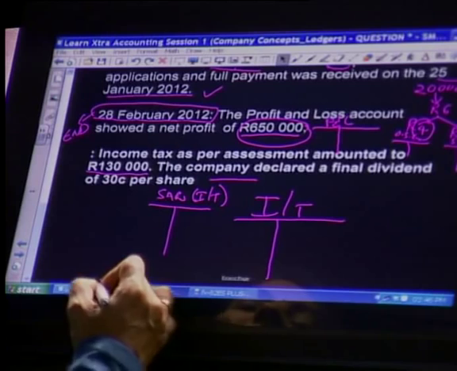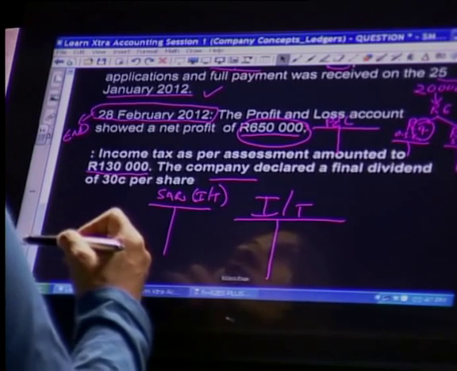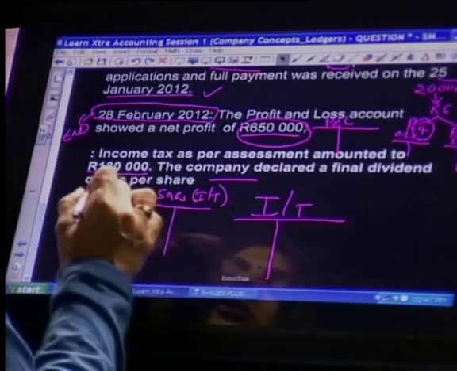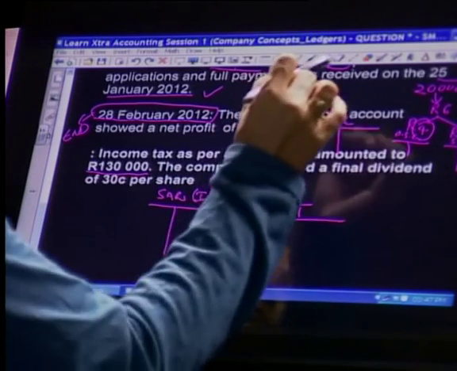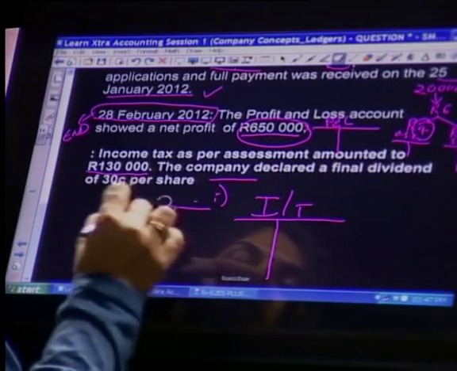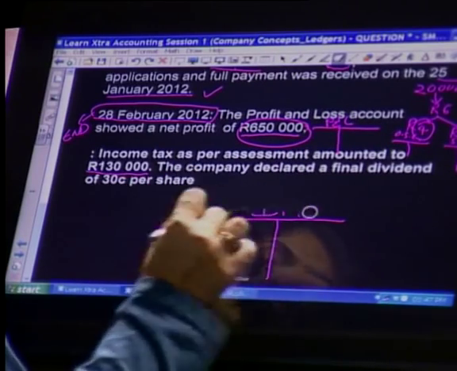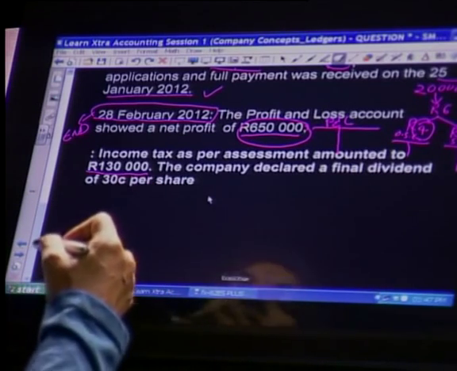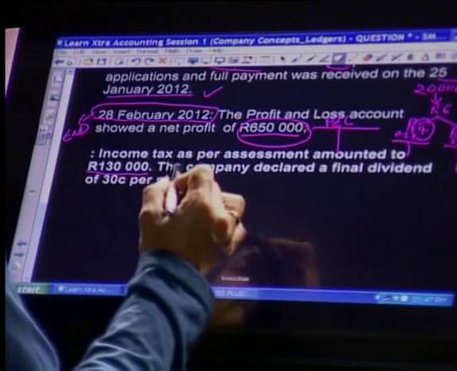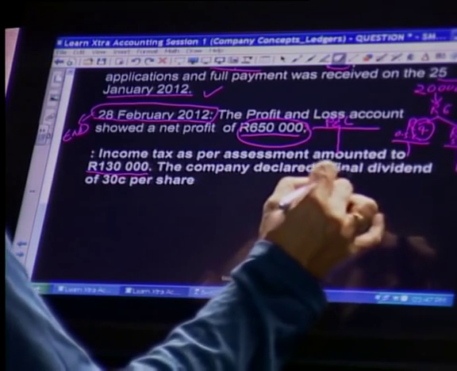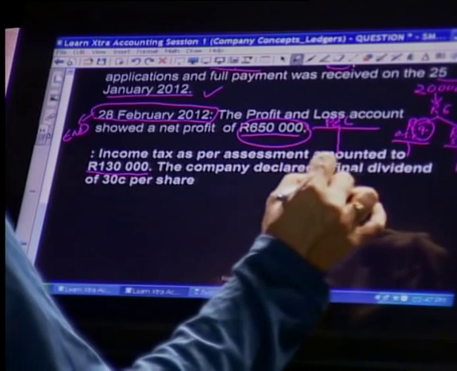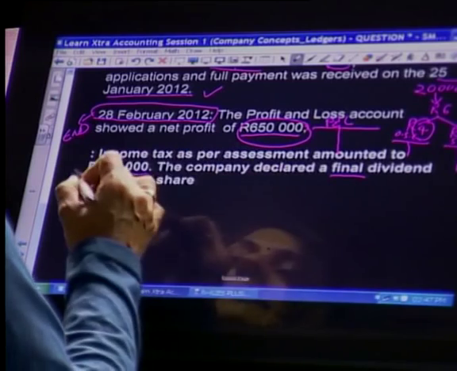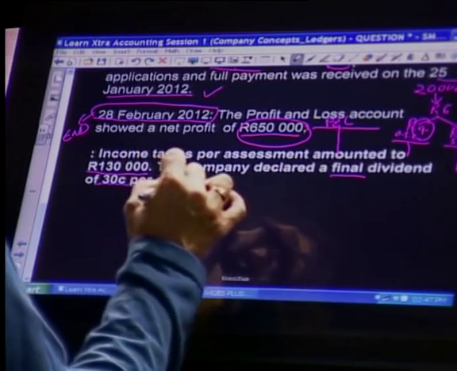Right, let's move on to the very last transaction before we start closing off or balancing accounts. The company declared a final dividend of 30 cents per share. Right, let's just remove this information very quickly, because this is where we're going to have to do some type of calculation before we do the actual general ledger. Let's read this one more time. The company declared a final dividend. Now remember the word final dividend. I explained the difference between interim and final earlier on, of 30 cents per share.